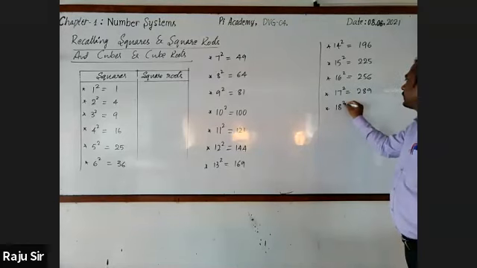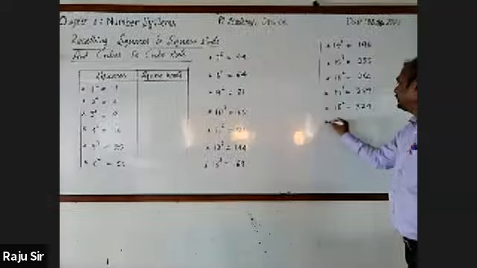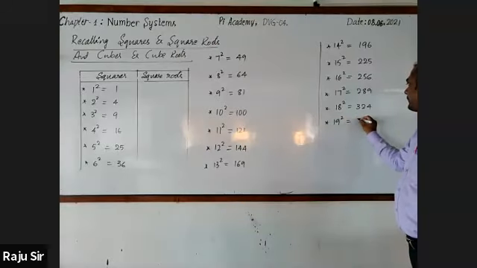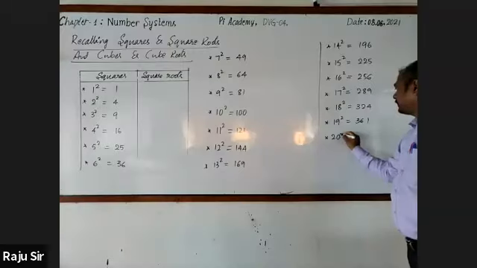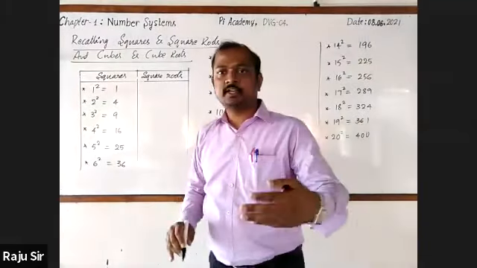What is 18 square? 324. Next, we'll continue. 19 square. 361. 20 square. 400. If you want to extend, you can extend that.